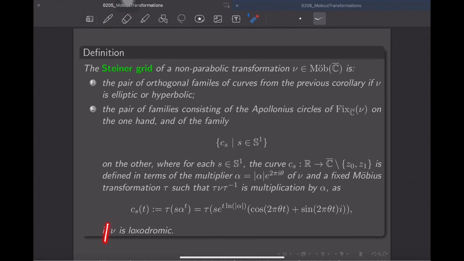And if the transformation is loxodromic, then I define the Steiner grid to be the pair of families consisting of, on the one hand, the Apollonius circles of the two fixed points, and on the other hand, the loxodromes that connect the two fixed points, that go from one fixed point to the other. And these are just the loxodromes obtained by first mapping the two fixed points to 0 and infinity, then taking the loxodromes that we had already defined explicitly, and then mapping them back. Right?